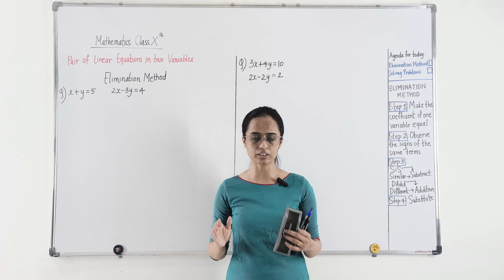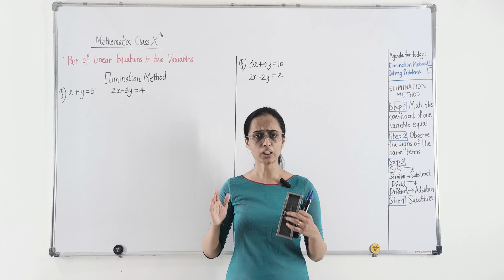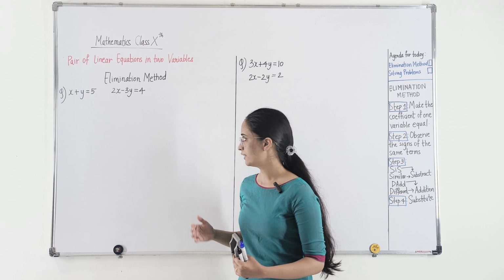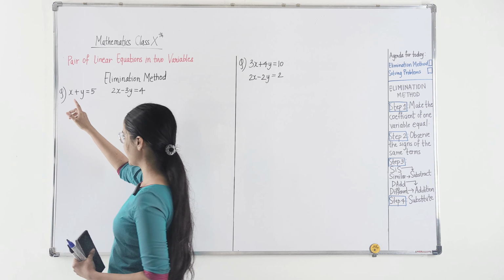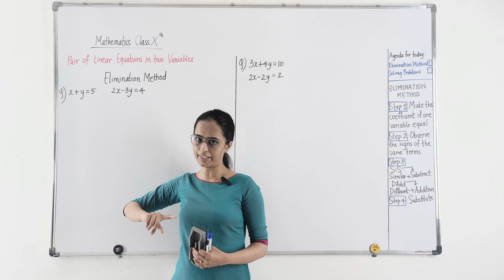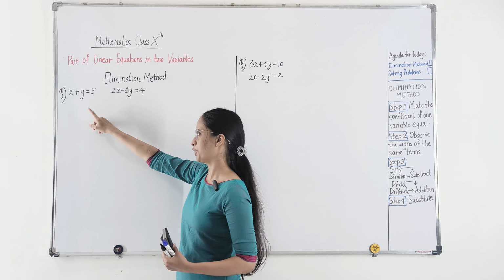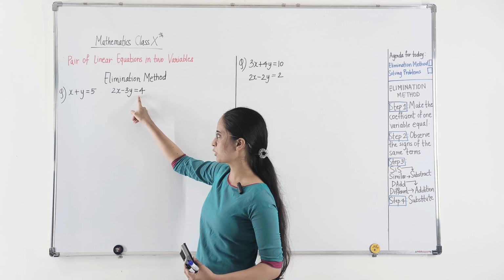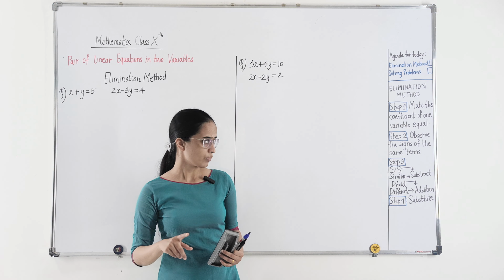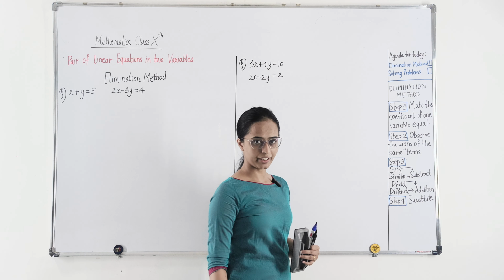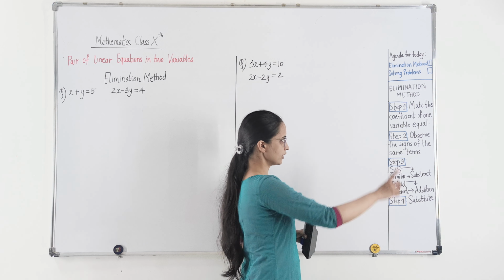You would be given a system of linear equations in two variables and you are supposed to find the values for x and y in this case. So let's start. The question says that you have two equations and you're supposed to solve and verify the solutions that you get. So the question is x plus y equals 5 and 2x minus 3y equals 4. I have written the four-step approach of the elimination method over here.